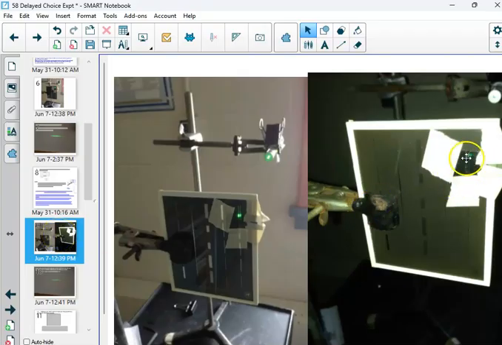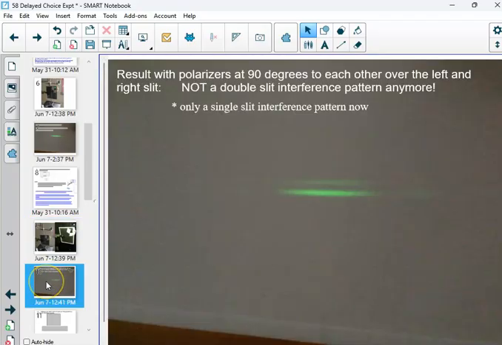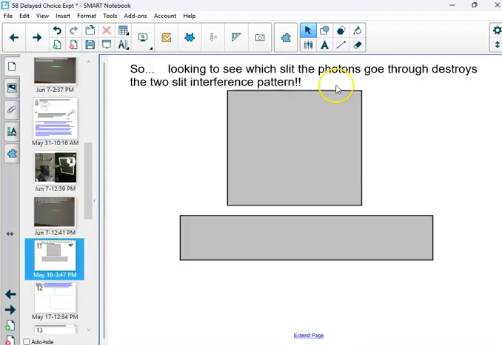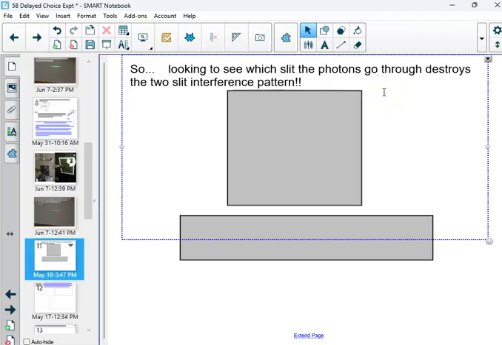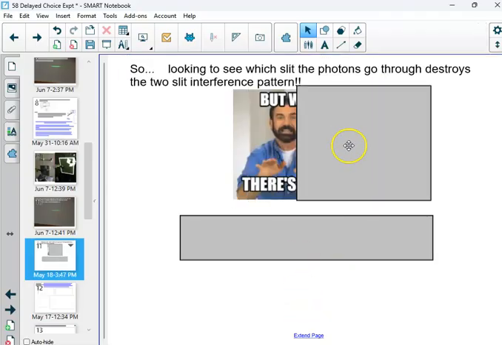So there are the two polarizing filters taped over the two different slits in my classroom. And here's the result on the screen. When you do that, you end up with just the single slit interference pattern showing up. Some people would say there's no interference, but there is, of course. You can see the rest of the pattern. So looking to see which slit the photons go through destroys the two slit interference pattern.